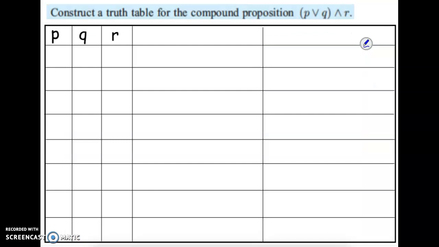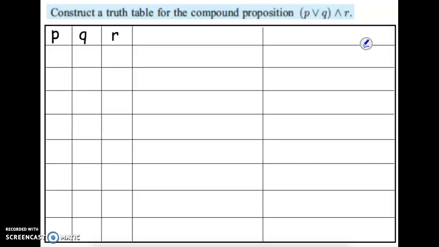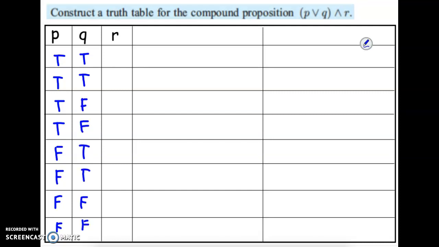All right, so start off with the pattern of P, Q, and R that we see in this yellow box. So 4 truths, 4 falses. Then we do 2 true, 2 false, 2 true, 2 false. And then we start off with true, false, every other. True, false, true, false, true, false.